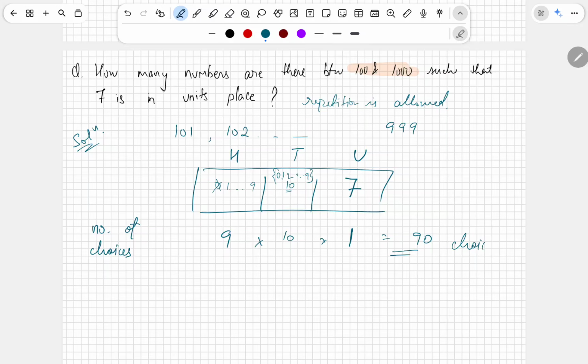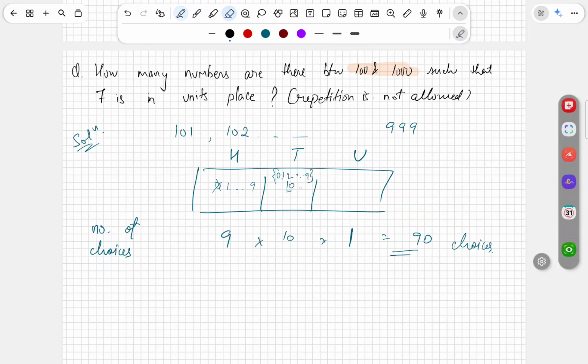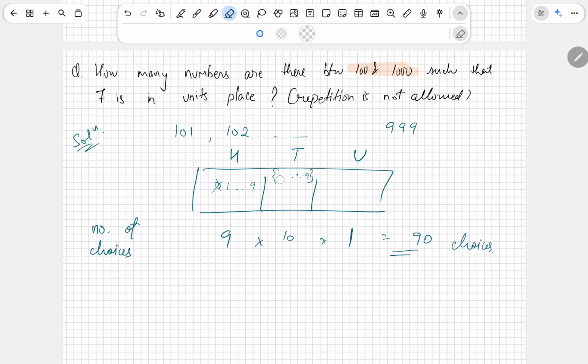90 choices is the final answer. Now I'll change the question a little bit. I'll introduce in the question that repetition is not allowed. If repetition is not allowed, then we cannot solve it the way we did. Now we will have to approach this question in a different manner.